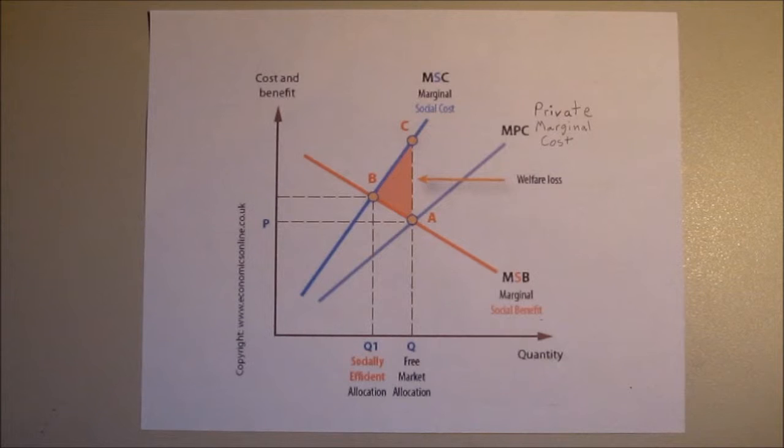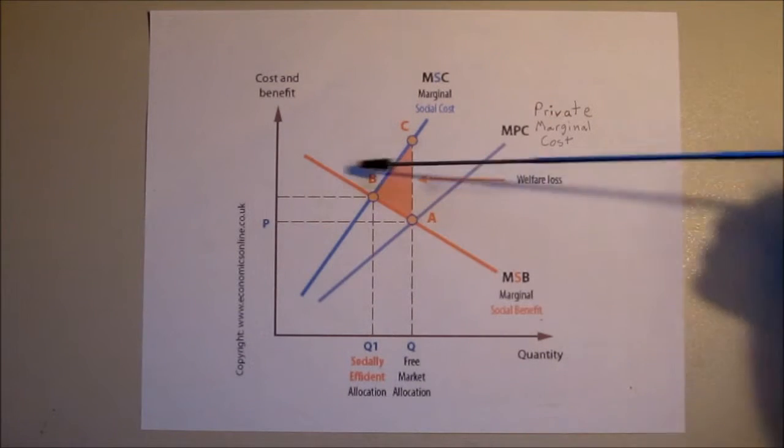A negative externality is a transaction between two parties that has a negative effect on a third party not taking part in the transaction. Now let's see what it looks like on a graph. Here's a visual illustrating a negative externality.